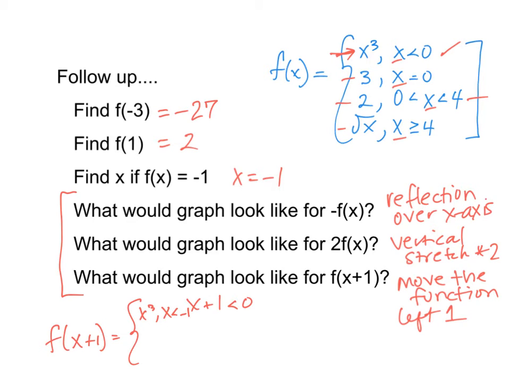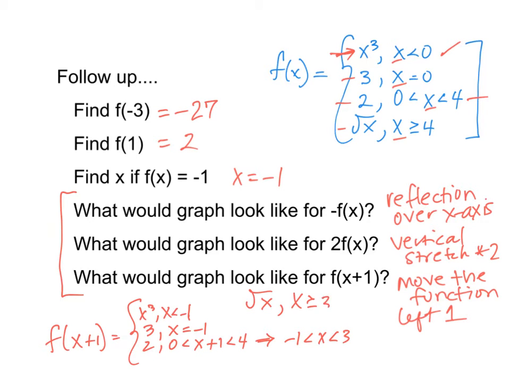Running out of room here a little bit. Let's just erase this. So x is less than -1. It's 3 when x equals -1 because we're subtracting the 1. It's 2 when 0 is less than x plus 1 is less than 4, which leads to -1 less than x less than 3. And our last part, I'm going to run out of space here, is the square root of x when x is greater than or equal to 3. So it moved the whole function to the left 1.